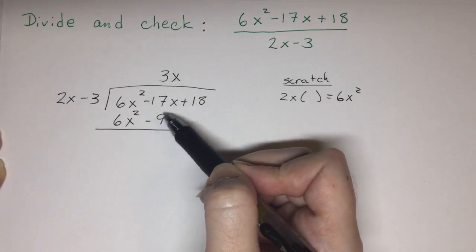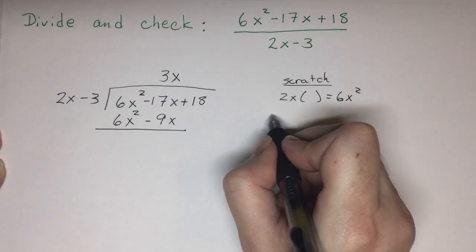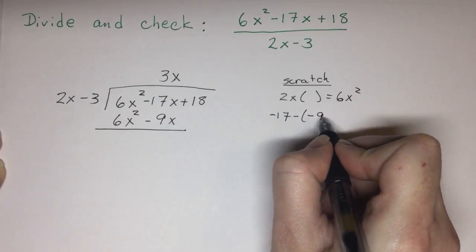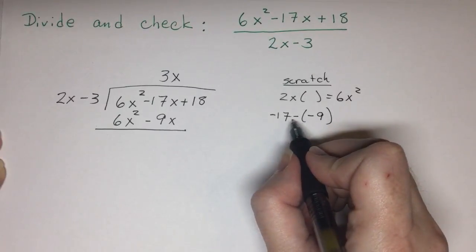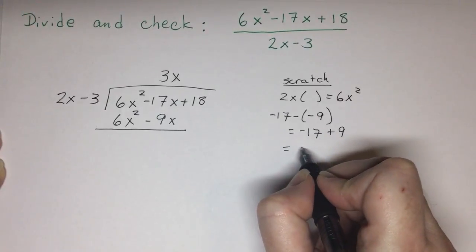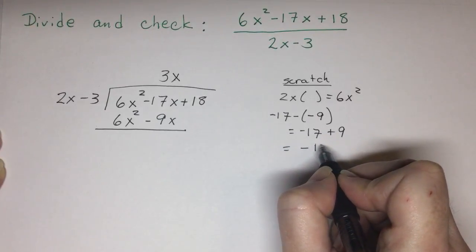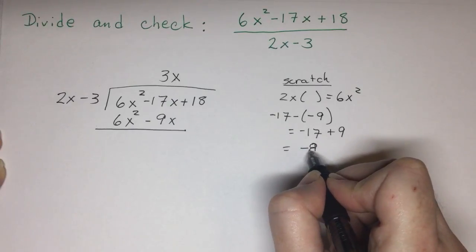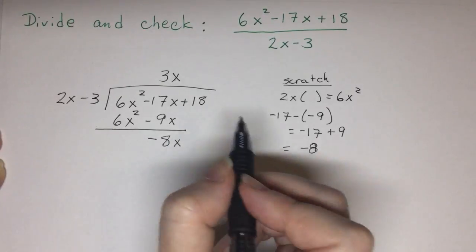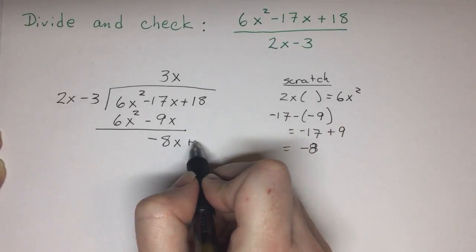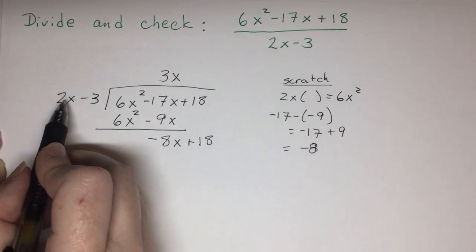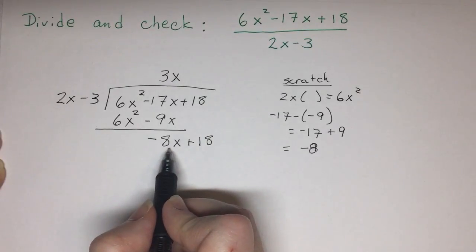Over here, this is where most errors happen. I'm going to go back to scratch work. Negative 17 minus negative 9. Negative 17 minus negative 9 is negative 17 plus 9, which is negative 8. So I have negative 8x. Divisor has 2 terms. I'm going to need to bring down, so I'm dividing into something with 2 terms as well. 2x times what is negative 8x?